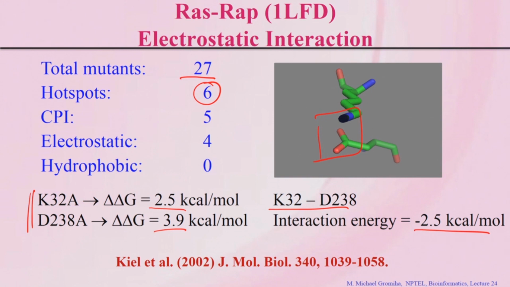This shows that these residues K32 and D238 are important to form the electrostatic interaction. This is the reason why they have the favorable interaction energy of 2.5 kilocalorie per mole, and if you mutate either K or D, they change the free energy by more than 2.5 kilocalorie per mole. That means you can see there is an agreement between the computational approaches obtained from the structures as well as the free energy change they measured from these experimental techniques.